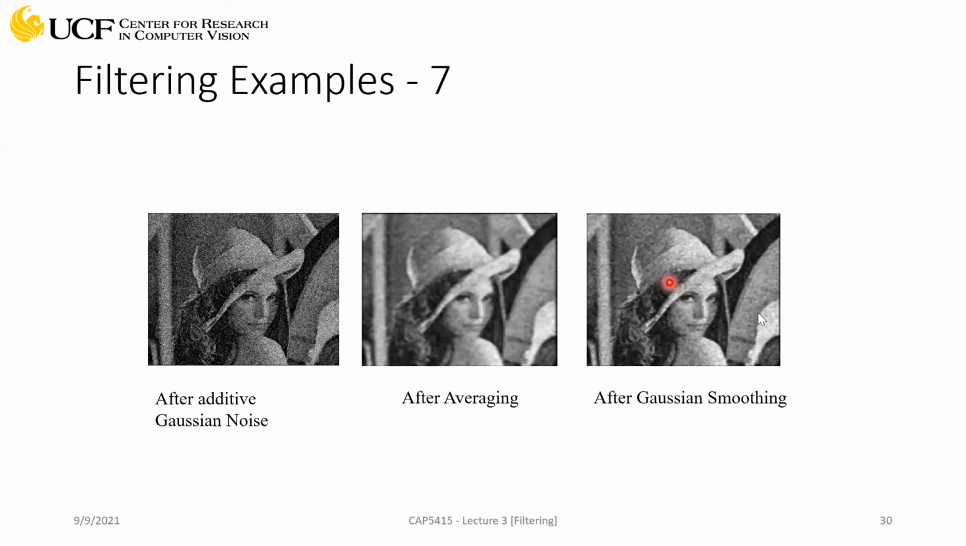Okay, so Fernando asks, will it blur if we keep applying Gaussian smoothing? Yes, if you keep applying Gaussian smoothing, it will keep getting blurred. That's true.